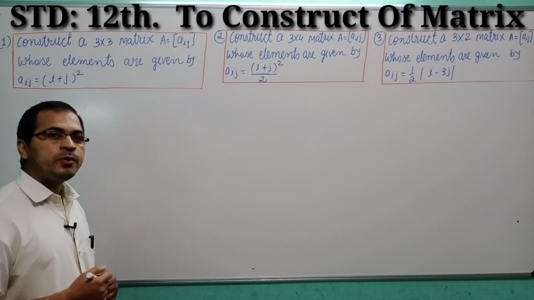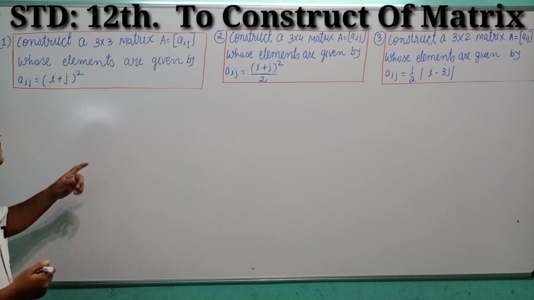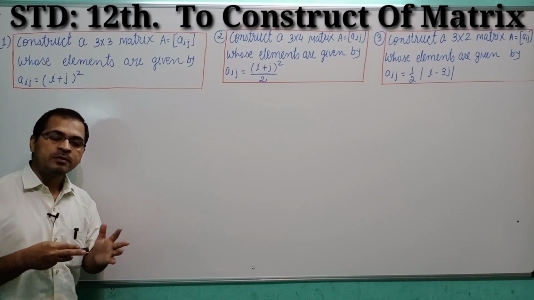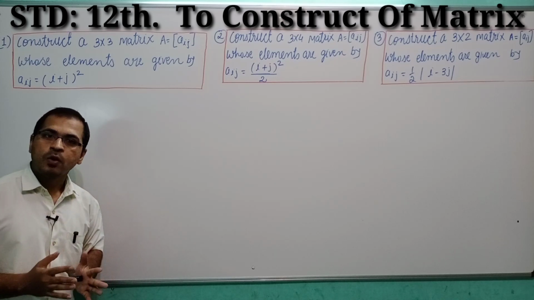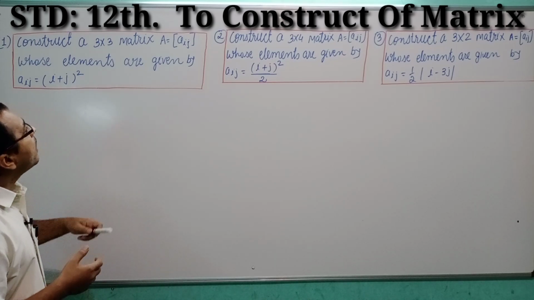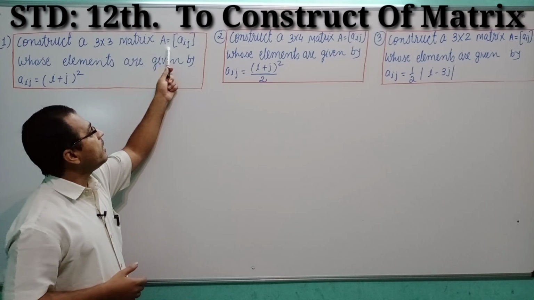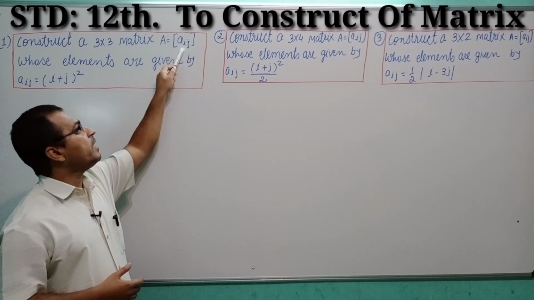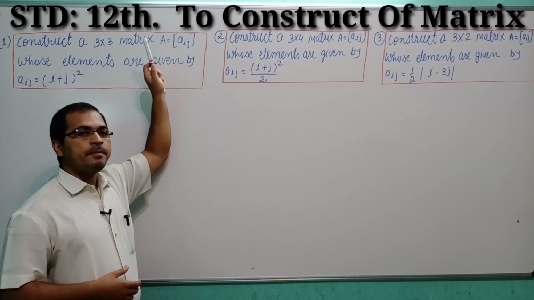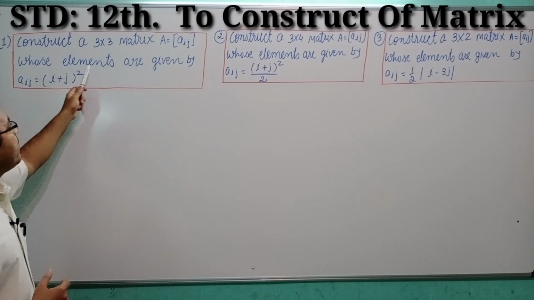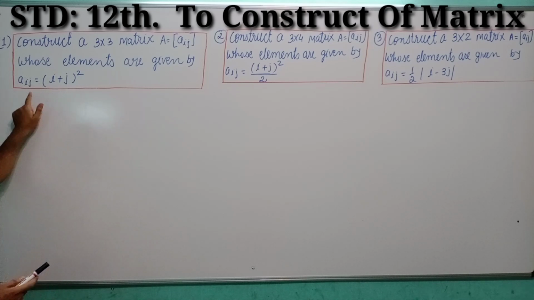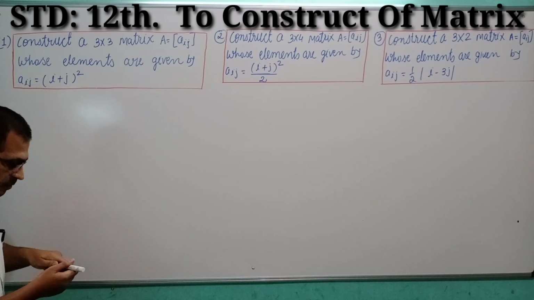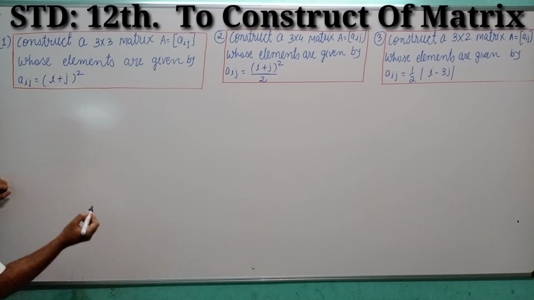In the very first question, you have to construct a 3 by 3 matrix, meaning the order of the matrix is 3 by 3. 3 by 3 means there will be 3 rows and 3 columns in that matrix. The elements are in the form a_ij, where i represents the row and j represents the column, and the elements are given by the equation a_ij = (i + j) whole square. First of all, we will see the 3 by 3 matrix.